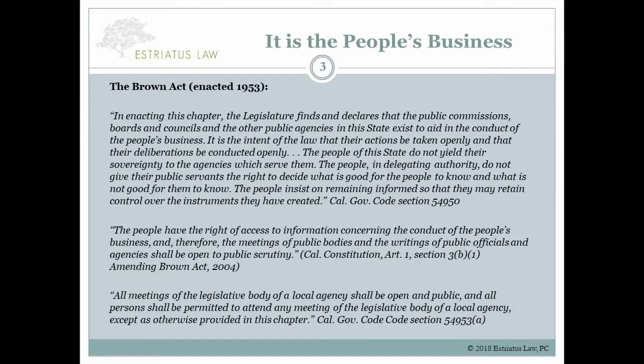So this slide has 3 sections from the Brown Act. It was enacted in 1953, and it's evolved ever since through a series of court decisions. The first paragraph is the Act's original section, which declared the legislature's intent when it enacted the Act, and that was that all meetings and all deliberations of public agencies be open to the public.